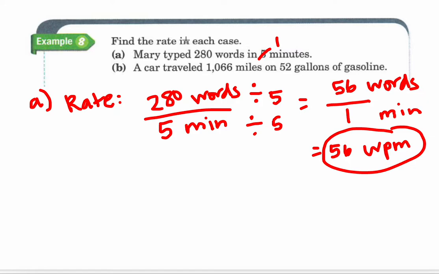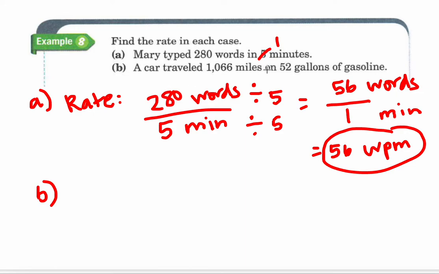She typed for 5 minutes, 280 words total. If we want to figure out how fast she was doing this entire time, we would just divide 280 by 5. She was typing 56 words per minute, which is pretty good. All right, let's take a look at B.